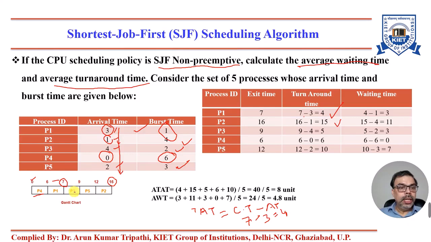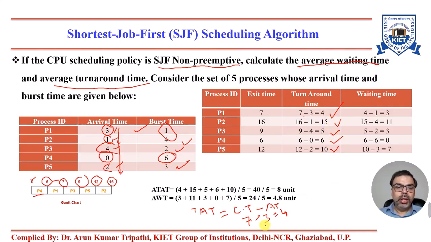For process P3, its completion time is 9 and its arrival time is 4. 9 minus 4 is equal to 5. For the process P4, its completion time is 6 and its arrival time is 0. So 6 minus 0 is equal to 6. And for the process P5, its completion time is 12 and its arrival time is 2. So it will be 10. So we can calculate the turnaround time by this method.